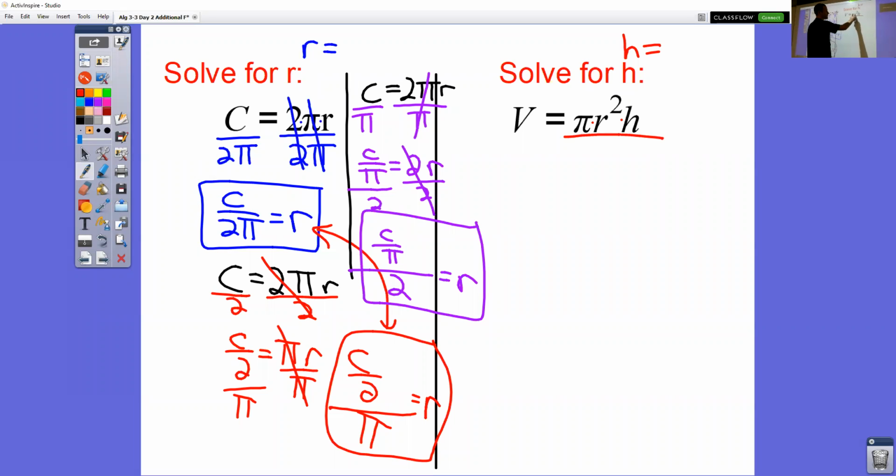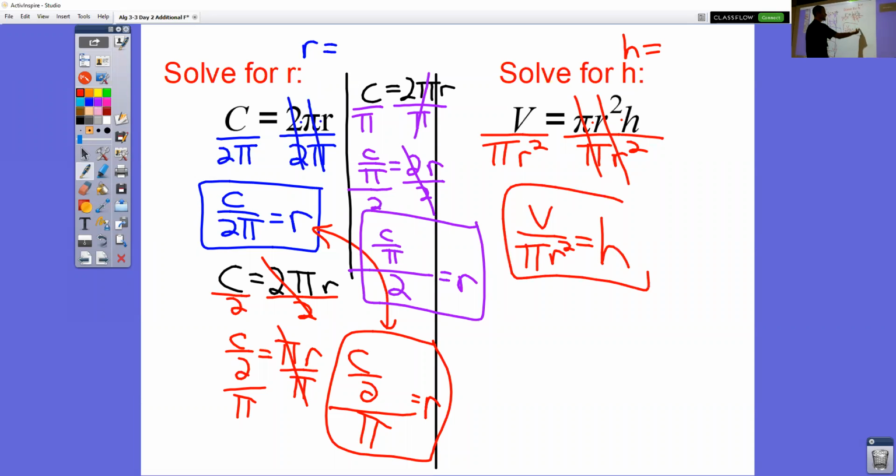So because we're multiplying by pi times r squared times h, I want to divide by pi r squared on both sides at the same time, just like we did over here in the blue. So that way my pi's cancel out and my r squareds cancel out, and I get an answer of V over pi r squared equals h. That's the simplest answer that you can do.